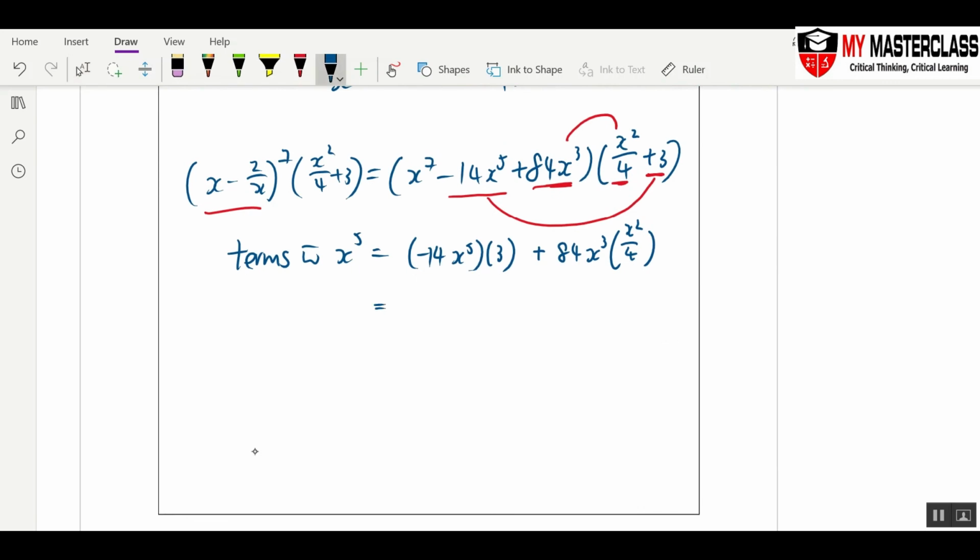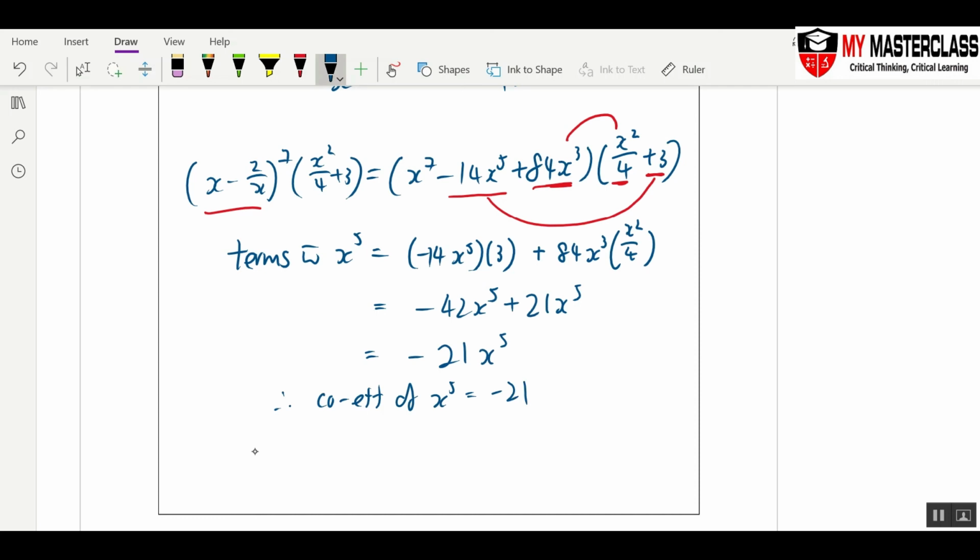So I will have negative 42 x to the power of 5 plus 84 divided by 4, that's 21 x to the power of 5. This will give you equals to negative 21 x to the power of 5. So therefore, the coefficient of x to the power of 5 is equal to negative 21.